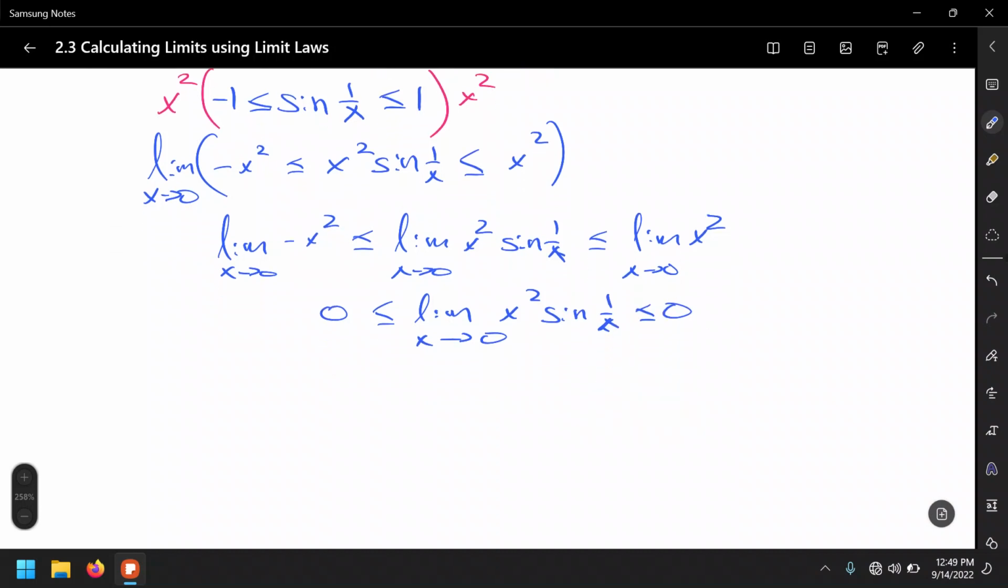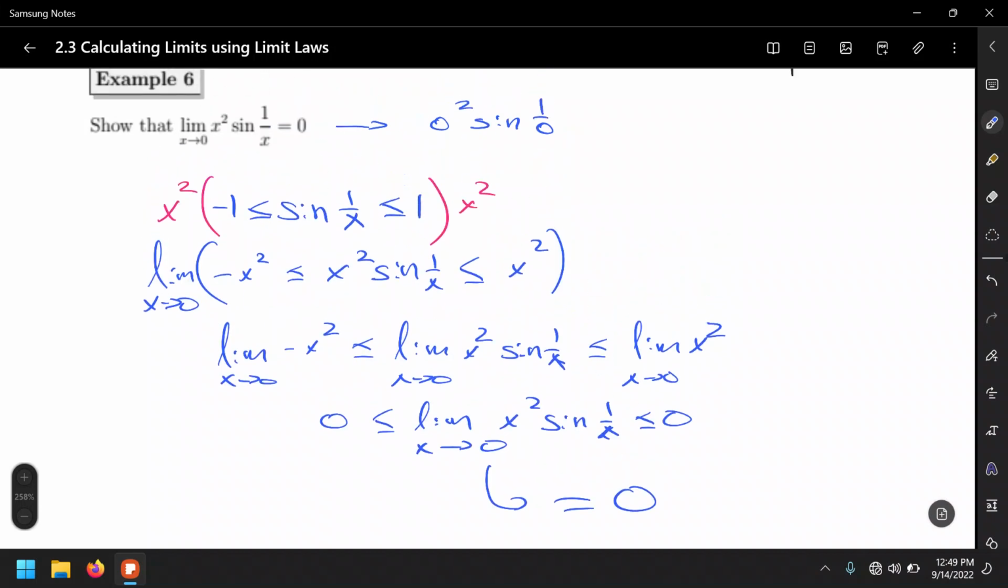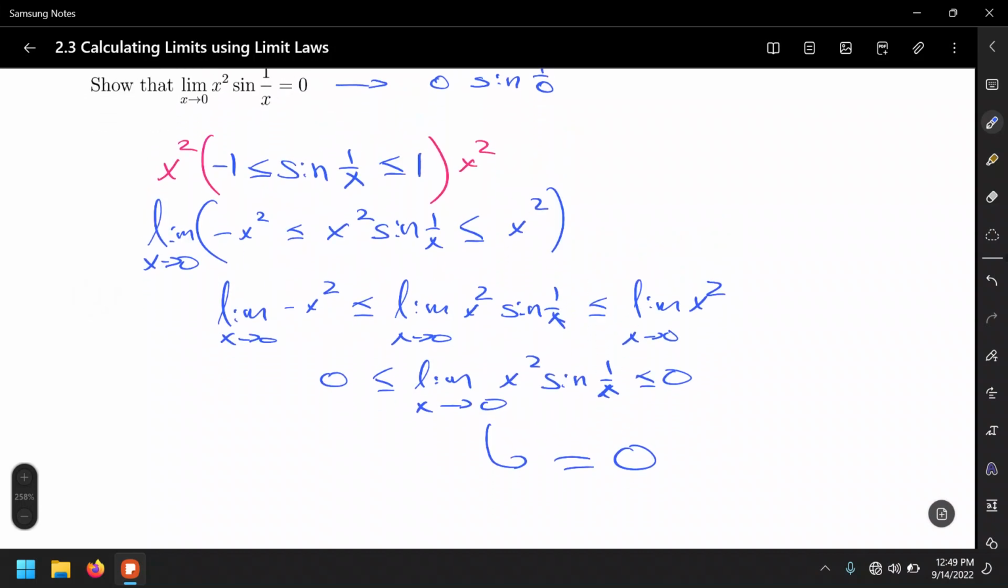All right. Now the question here is where the squeeze comes into play. Something that is greater than or equal to 0 and less than or equal to 0 means equals 0. All right? And we just proved the limit. In some cases you will be asked to prove. In some cases you will be asked to compute. Either way, this is the work that has to be shown.